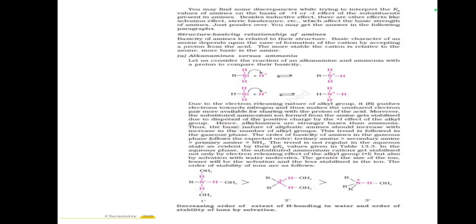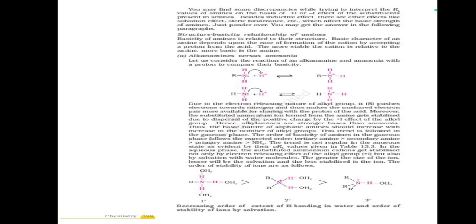Structure-basicity relationship of amines. Basicity of amines is related to their structure. The basic character of an amine depends upon the ease of formation of the cation by accepting a proton from the acid. The more stable the cation is relative to the amine, the more basic is the amine.